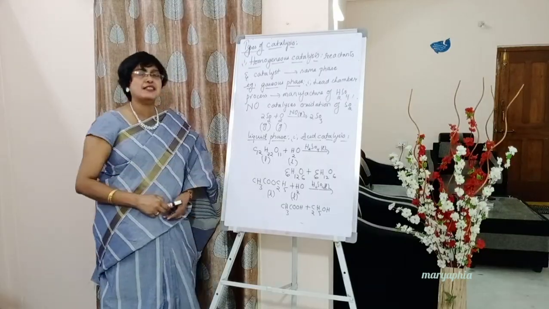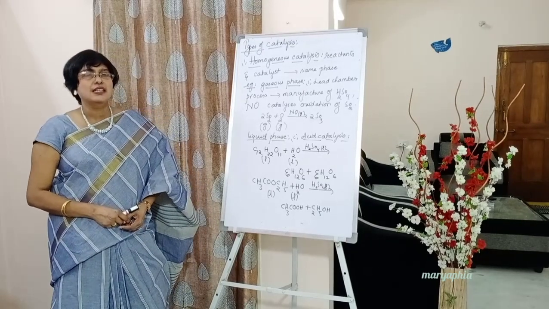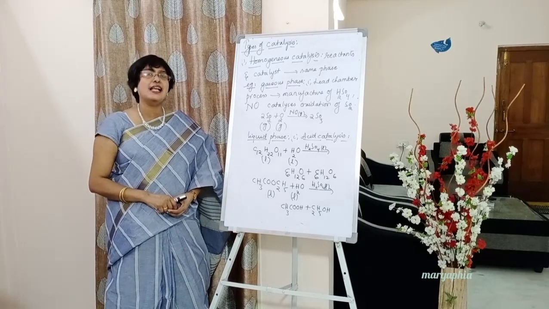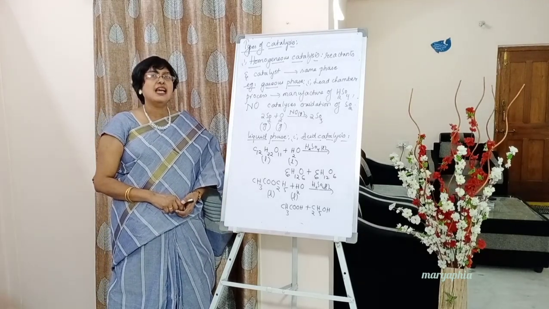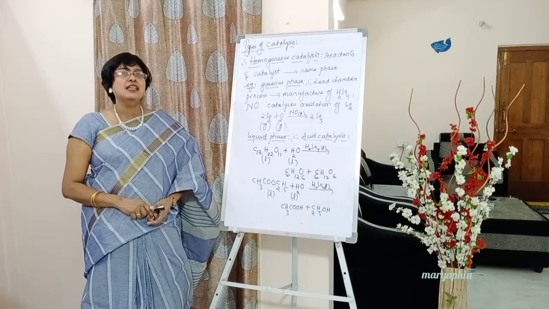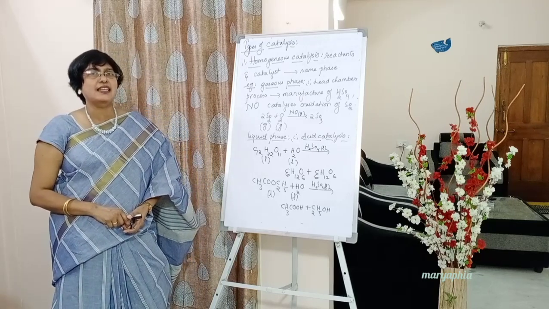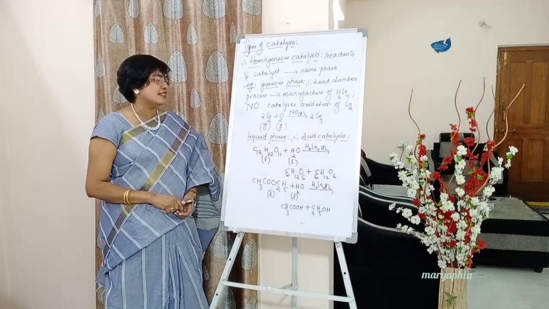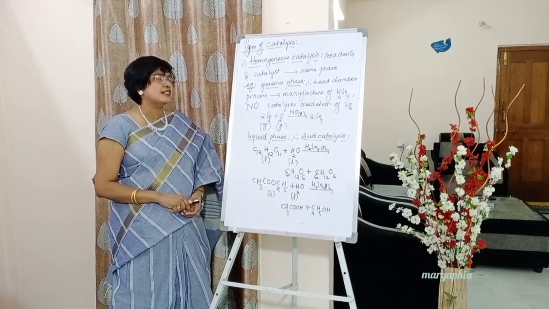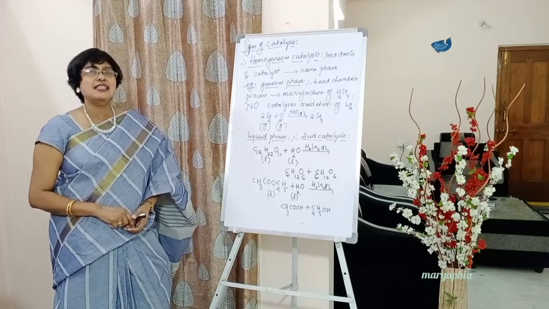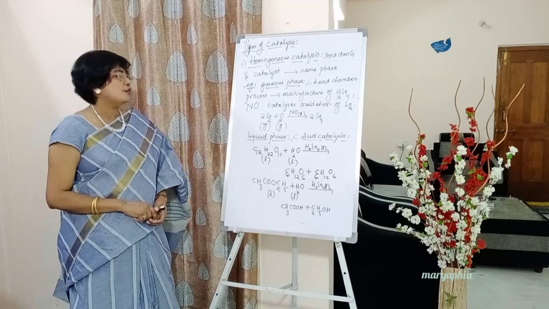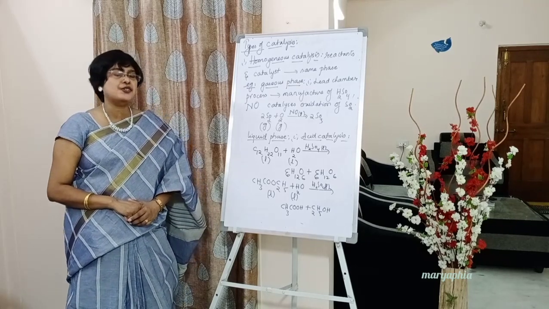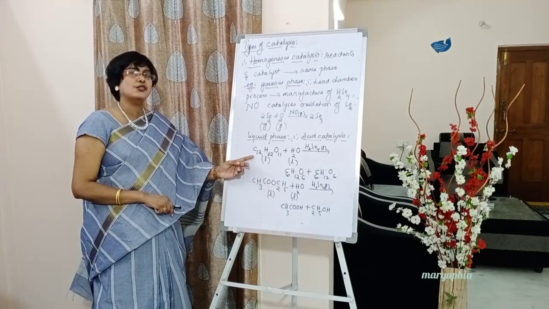Next, liquid phase, students. In this liquid phase, we have acid catalysis and base catalysis. Acid catalysis, the meaning is acid is used as a catalyst. Base catalysis, base is used as a catalyst. So write down liquid phase. Number 1, acid catalysis. We can have these two as the examples. First one is inversion of cane sugar. This is sucrose, students.